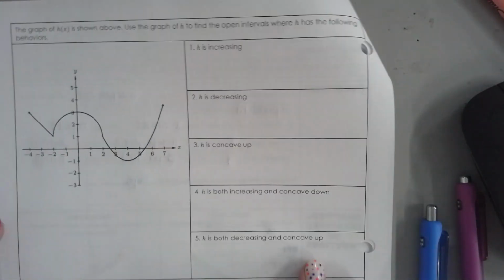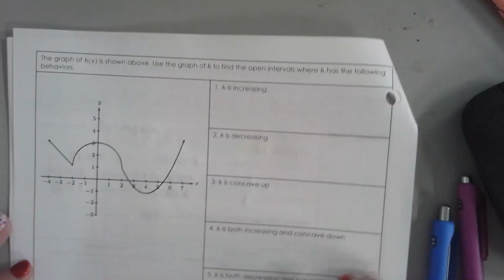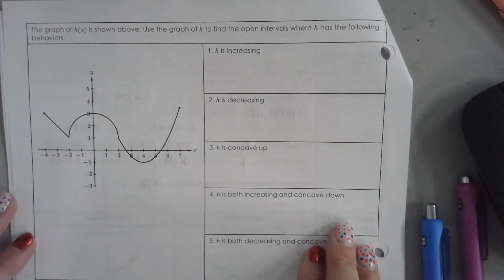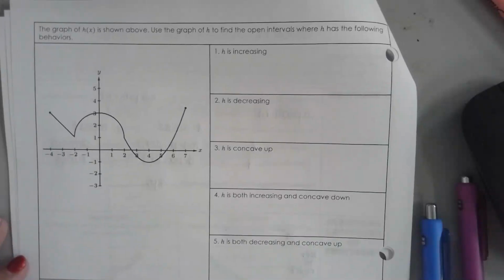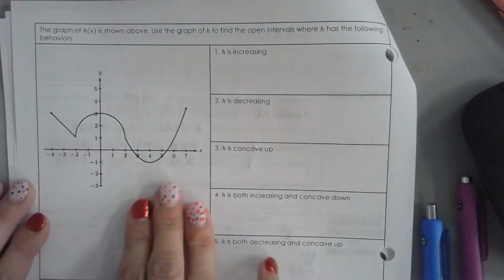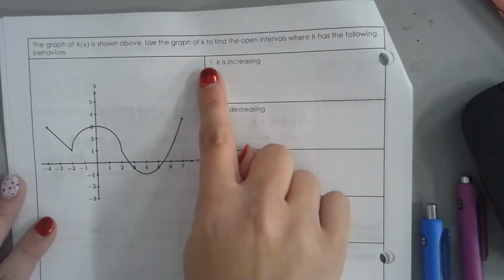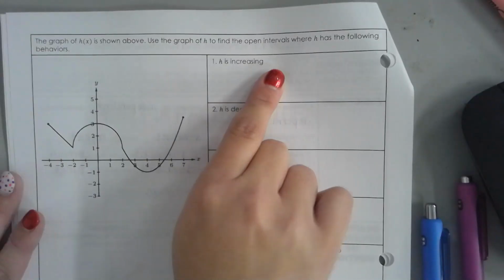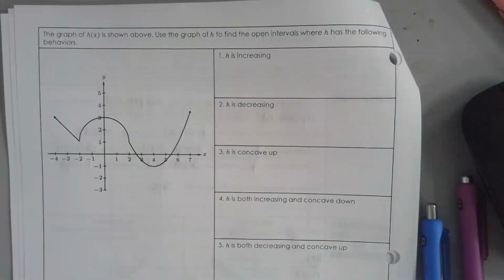So we're going to look at some examples. And we're going to write some intervals. Remember in Algebra 2 we did intervals. It looks like an ordered pair, but it's a starting x and then an ending x. So this is the graph of h, and I want to find all of the intervals where h is increasing. So I'm going to take my highlighter.